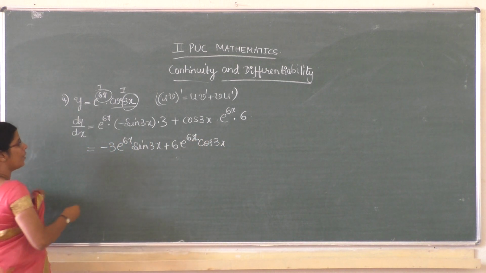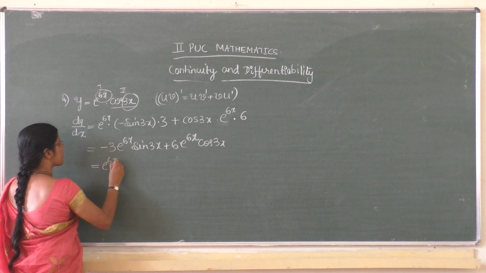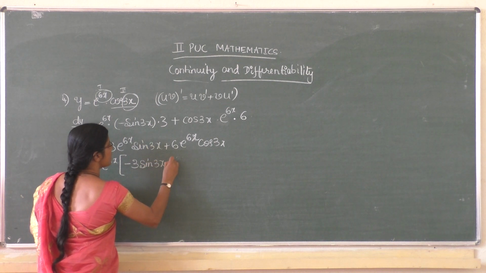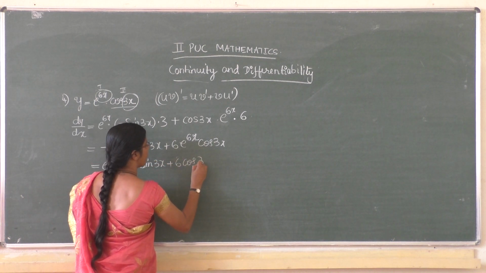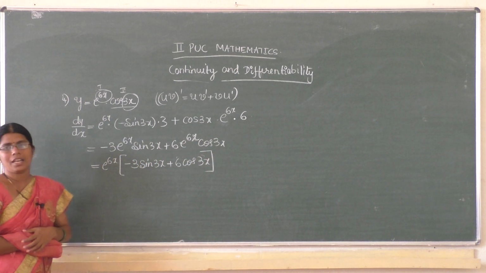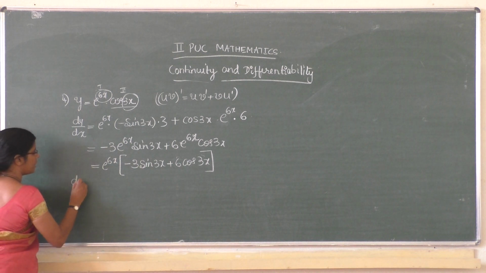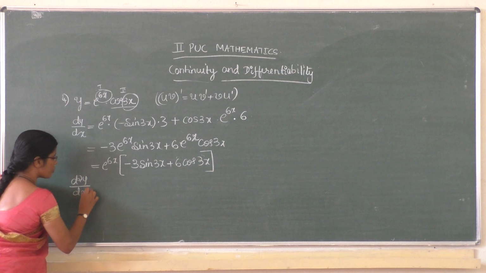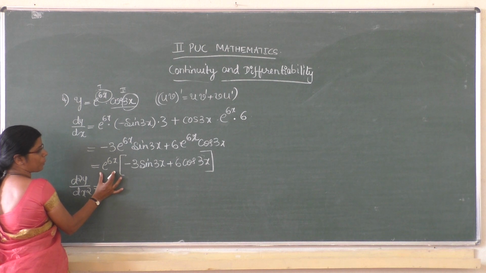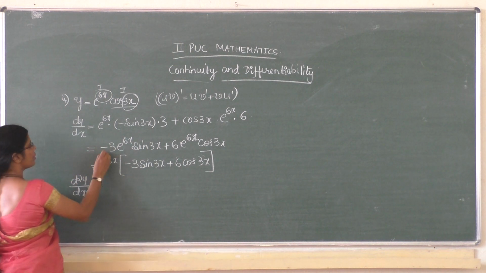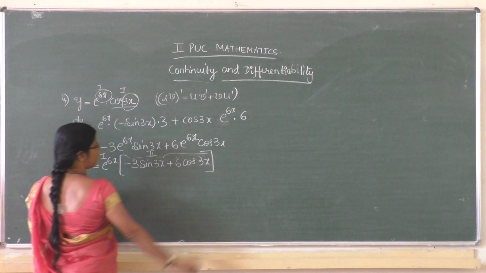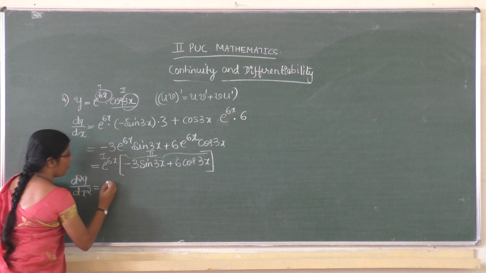So we have this. Now here you can take e to the power 6x common, and we are getting minus 3 sin 3x plus 6 cos 3x. E to the power 6x we took common. Next, once again we differentiate this with respect to x. So d square y by dx square. Now we have a product of e to the power 6x into this term. So this is the first term and this is the second term. So you have to differentiate with respect to x.